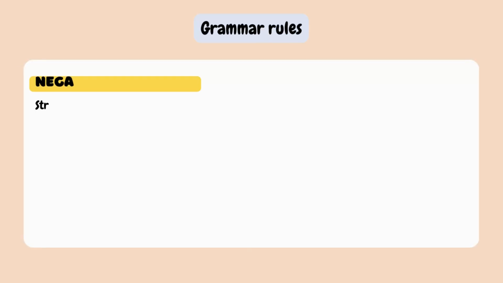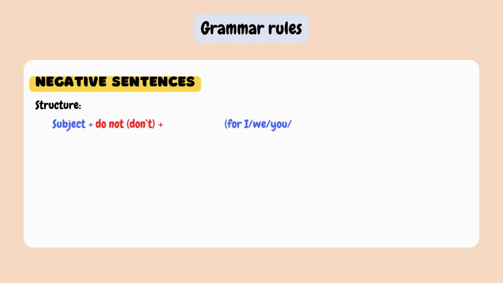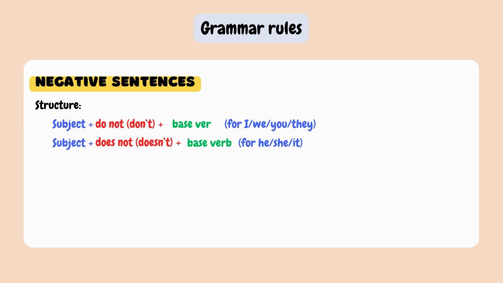To form a negative sentence in the present simple, use do not, don't with I, we, you, and they. For he, she, and it, use does not, doesn't, followed by the base form of the verb. For example, he doesn't live in Canada. The subject he, third person singular, uses doesn't, short for does not. The main verb, live, stays in its base form.